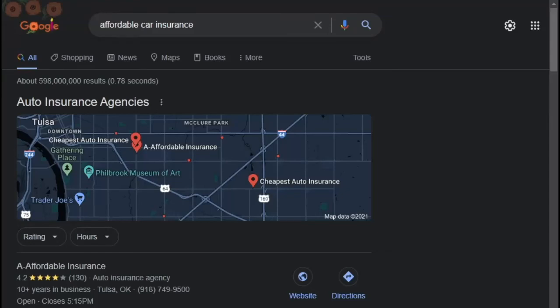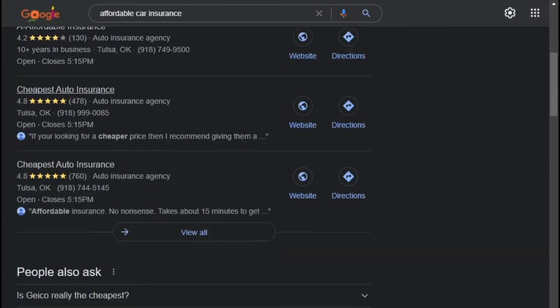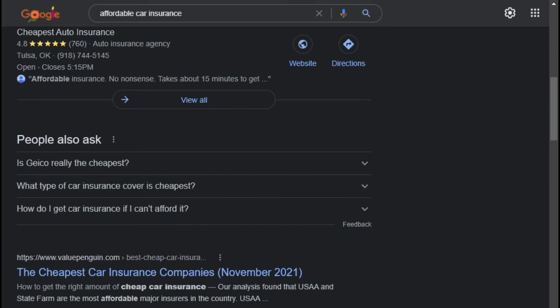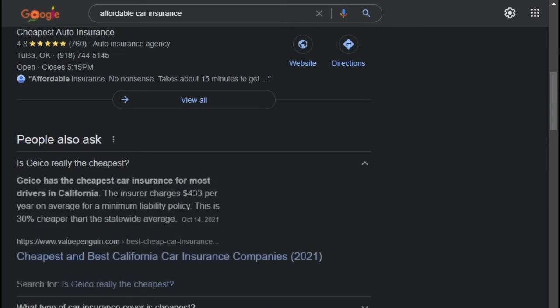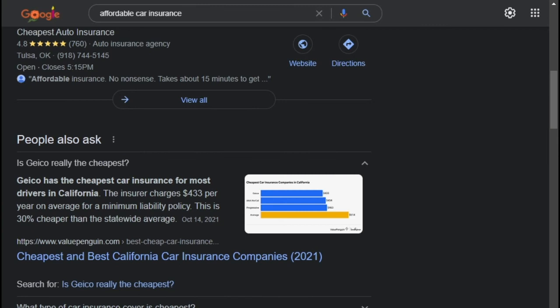Affordable car insurance, auto insurance agencies, and is GEICO really the cheapest? GEICO has the cheapest car insurance for most drivers in California. The insurer charges $433 per year on average for a minimum liability policy. This is 30% cheaper than the statewide average.